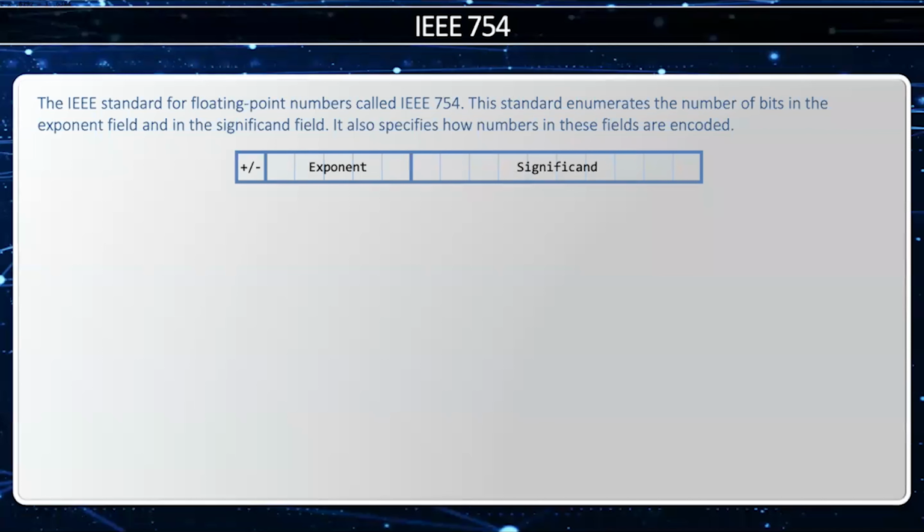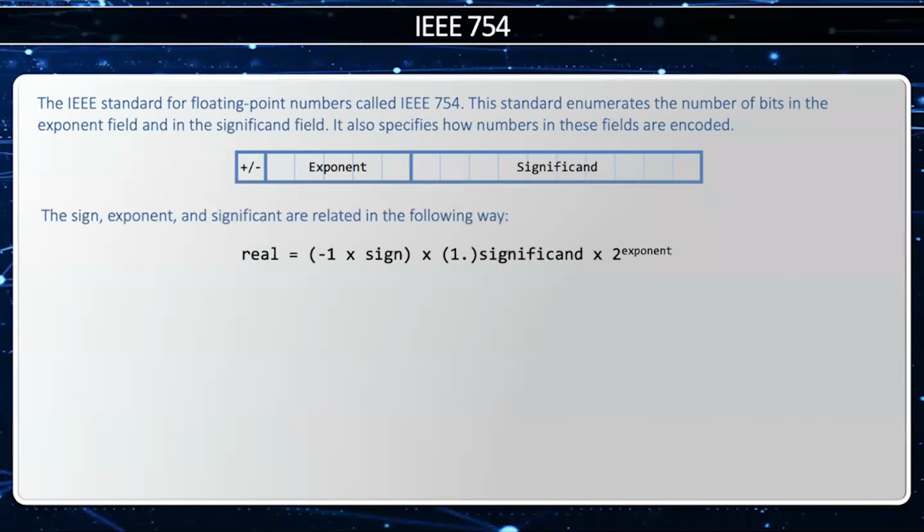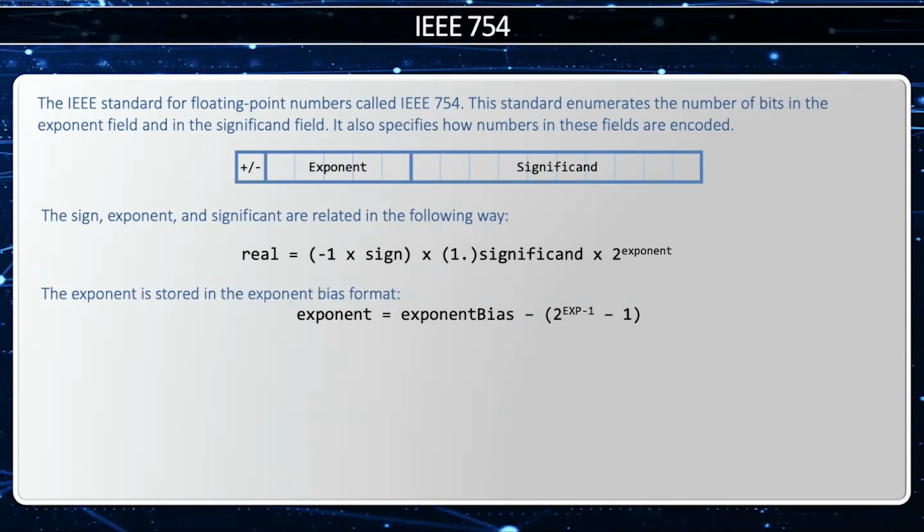We'll start with a review about how floating point numbers are stored in memory. There are three fields: the sign field, the exponent field, and the significand. The real number is -1 to the sign, either -1 or 1, times 1 dot the significand, times 2 to the exponent, and the exponent is stored in the exponent bias format.